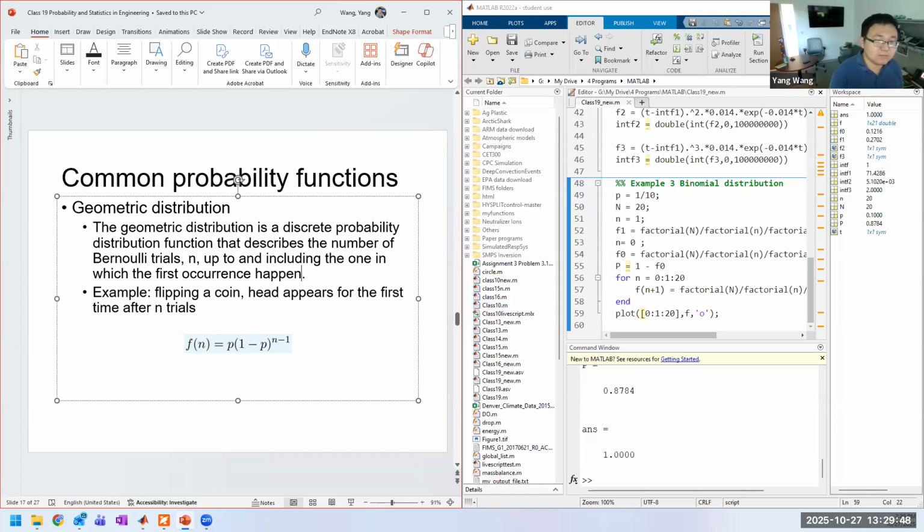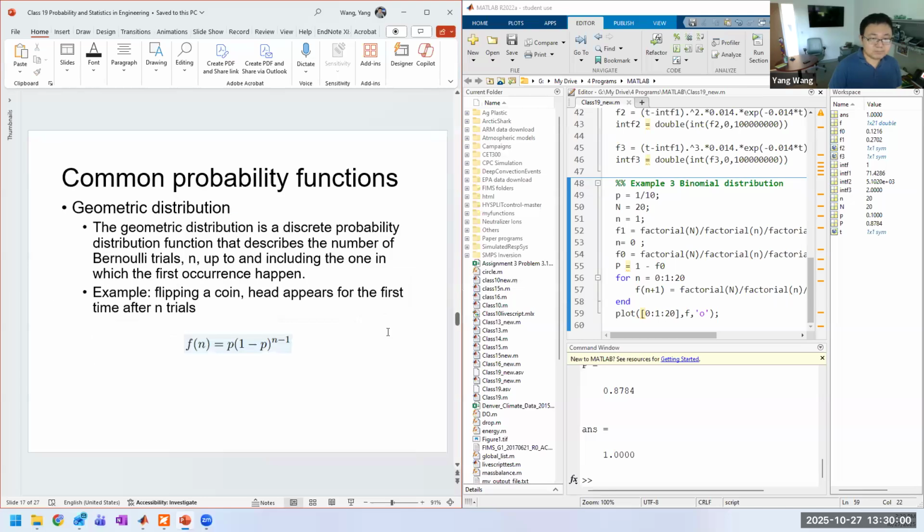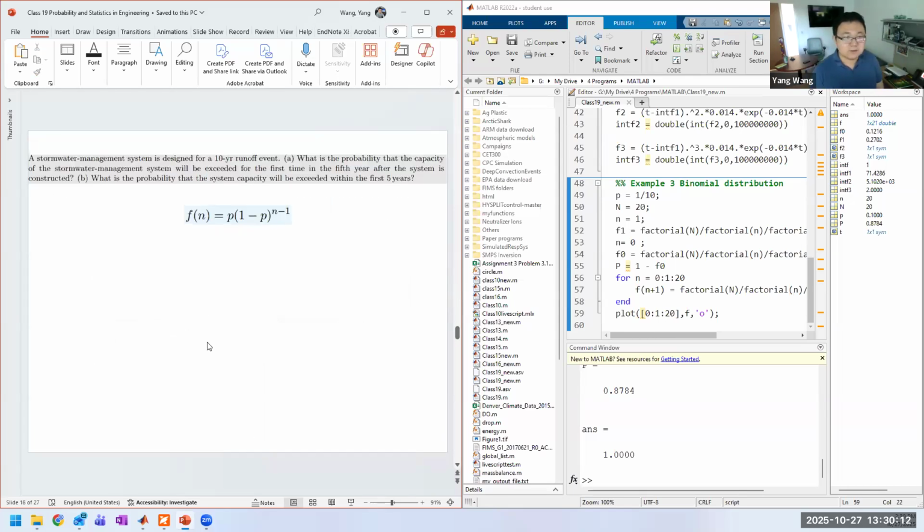Another example can be flipping a coin and the head appears for the first time after n trials. Note that this lowercase n is the capital N here, the number of trials. So basically, it's the probability of a certain condition occurring for the first time over the n number of trials.